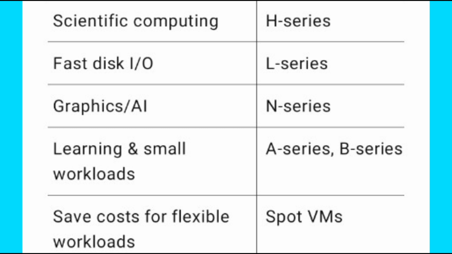For scientific computing, go for the H series family. For fast disk input output, go for L series. For graphics and AI, go for N series. And for learning and small workloads, go for A series and B series. To save cost for flexible workloads, you can go for spot VMs.